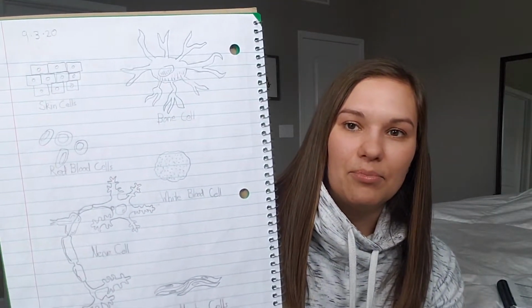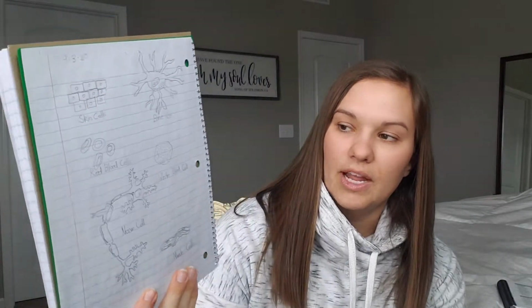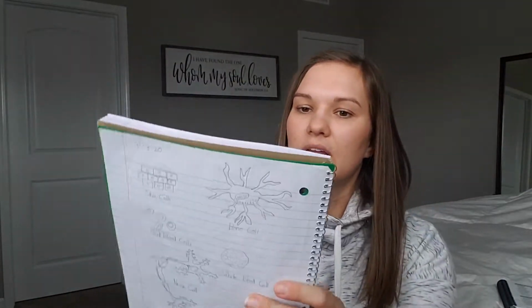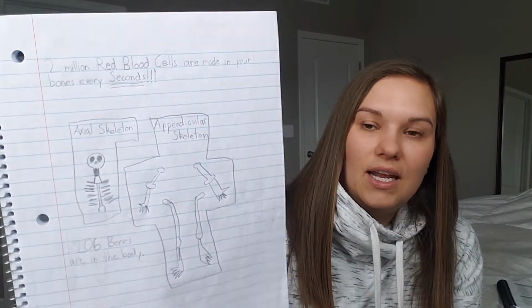So here's an example from there. There are the different cells that we drew when we were learning about the different kinds of cells. We learned about the axial skeleton, and also learned that 2 million red blood cells are made in your bones every second. So those were just some fun facts that Gabriel found interesting as we were going over the units. Obviously, we also read that there are 206 bones in our body.